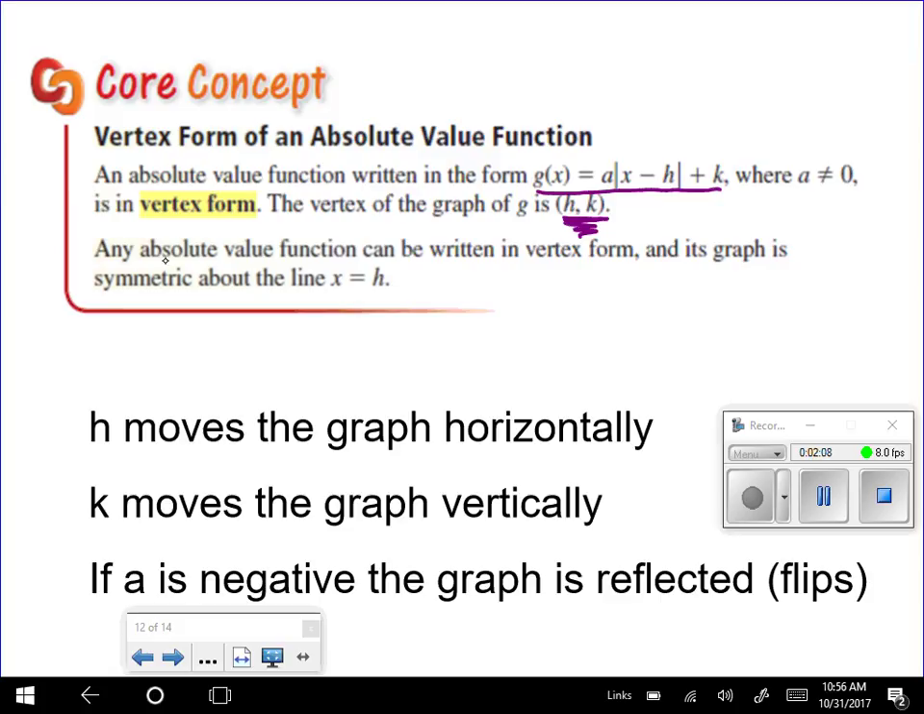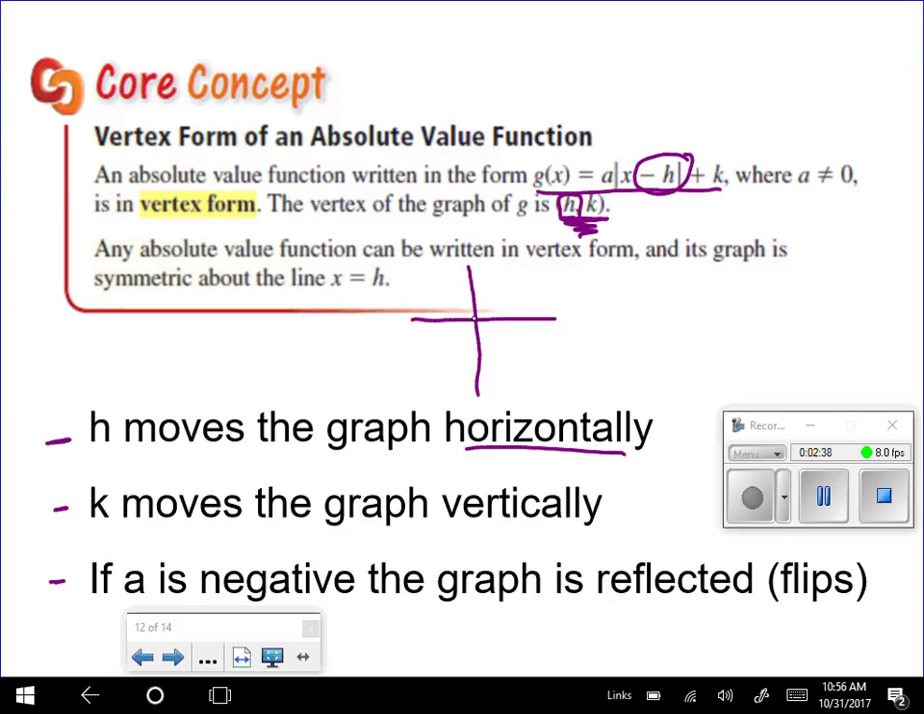So it says any absolute value function can be written in the vertex form and its graph is symmetric about the line x equals h. So if you notice here, the x value of your vertex is where it's going to be symmetric around. So both sides are going to look the same from there. My notes here kind of give you what you need to know. H, inside the absolute value, is going to move the graph horizontally. And we saw that yesterday.